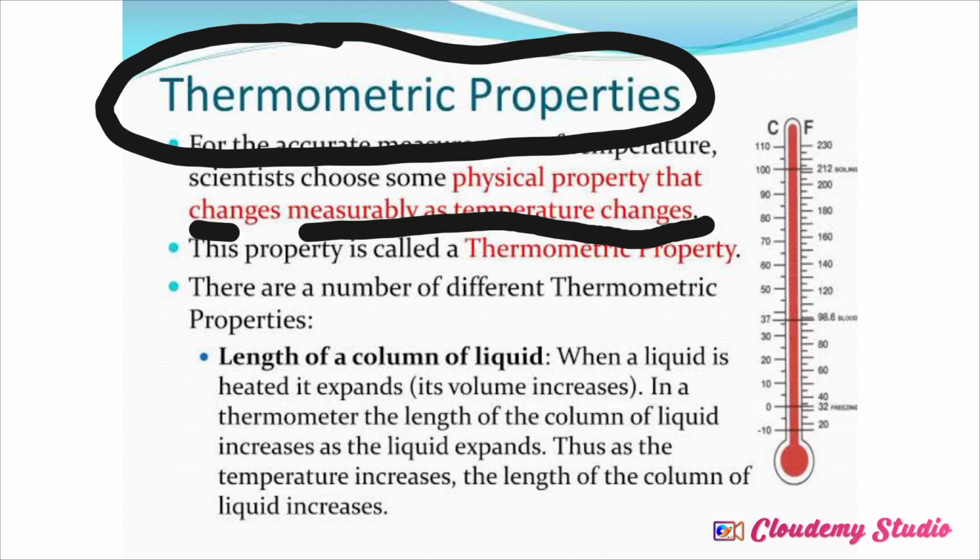So they said length of liquid column. As the liquid expands, the temperature increases the length of the column. This is talking about the liquid-in-glass thermometer, which uses the expansion of liquid. Let's say we have a liquid inside a glass. As much as the liquid expands, that means the temperature has increased. So we just measure it and compare it. That's basically what thermometric property means: physical properties that actually change.